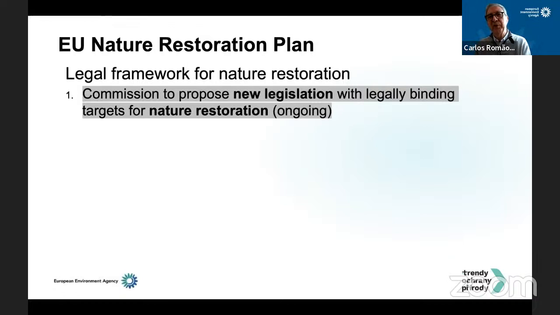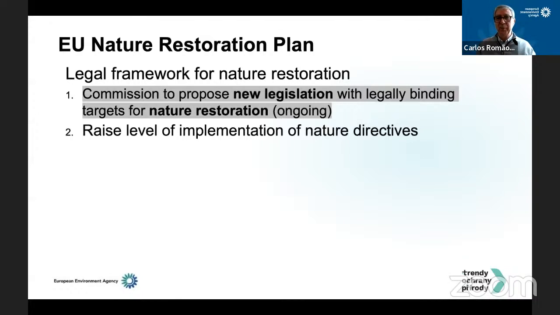or the cabinet of the President of the Commission decided to suspend the approval of this. There are probably reasons linked to the war in Ukraine and food security issues, and aspects that were possibly having an impact on agriculture and use of pesticides. This legislation has been suspended for the time being. Let's see what is coming in the next days to see if this proposal that is already done will be made public and start the discussions with the Parliament and the Council.